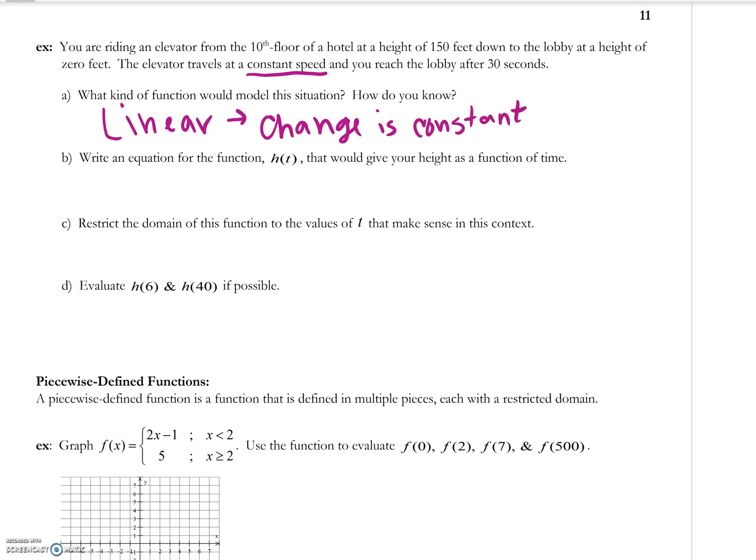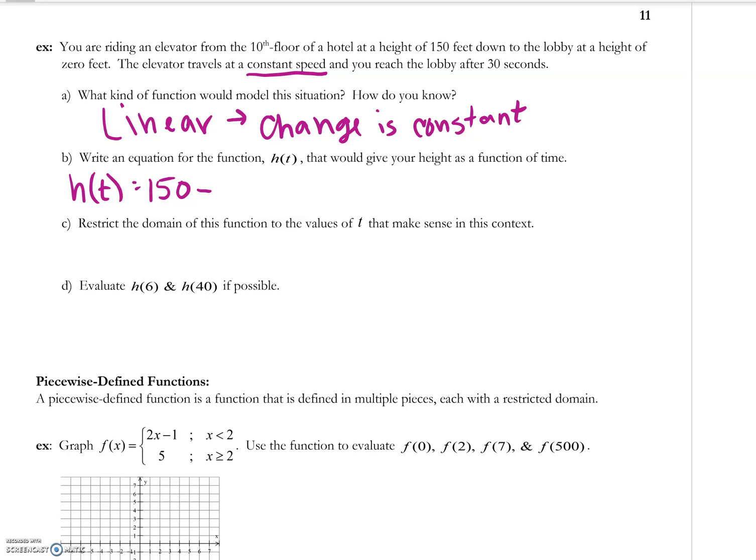So now we need to write an equation for that function, a linear function, that would give you your height as a function of time. When we look at a linear function, we need a y-intercept and a slope. Through reading this, I can see that my y-intercept is that starting height of 150 feet. And my slope I know has to be negative since I'm going down at a constant speed. My job is to figure out what that constant speed is.